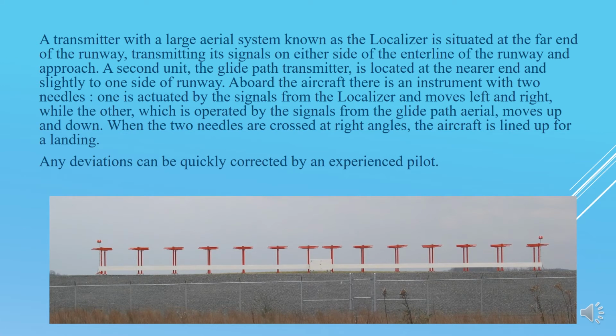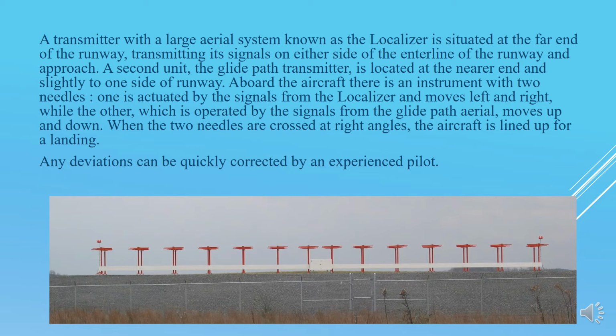A transmitter with a large aerial system known as the localizer is situated at the far end of the runway, transmitting its signals on either side of the centerline of the runway and approach. A second unit, the glide path transmitter, is located at the nearer end and slightly to one side of the runway.